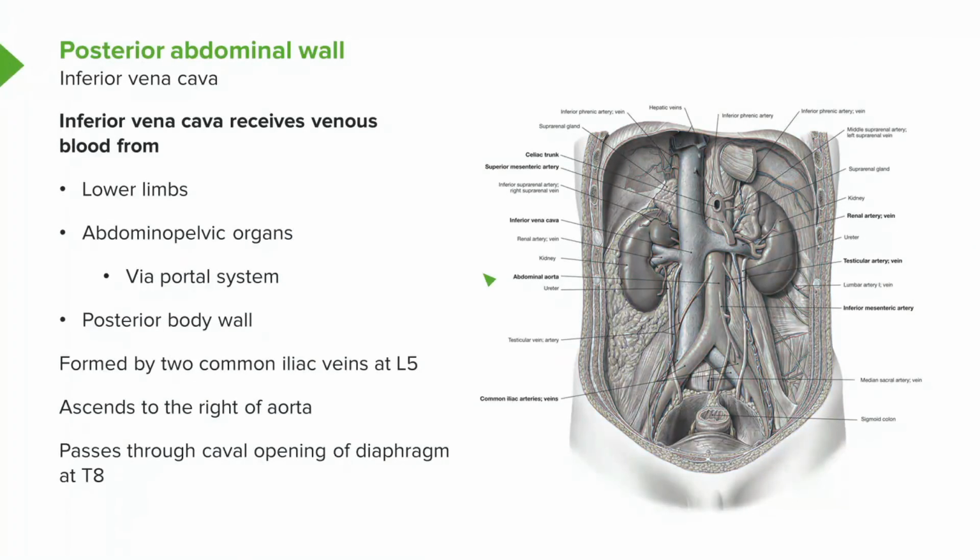And we can see some hepatic veins positioned right at the top here. But we have quite a long stretch of the inferior vena cava that's not really receiving any venous input. What we can see is that it's formed a bit lower than the bifurcation of the aorta at L5. That's where the two common iliac veins come up to form the inferior vena cava, and it ascends to the right of the aorta. It enters into the thorax via the caval opening, which is at T8.